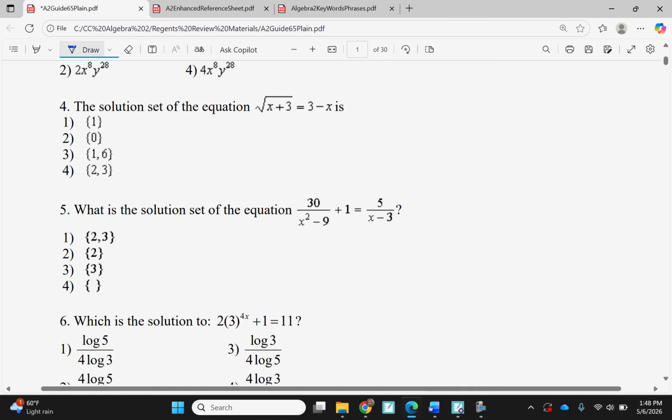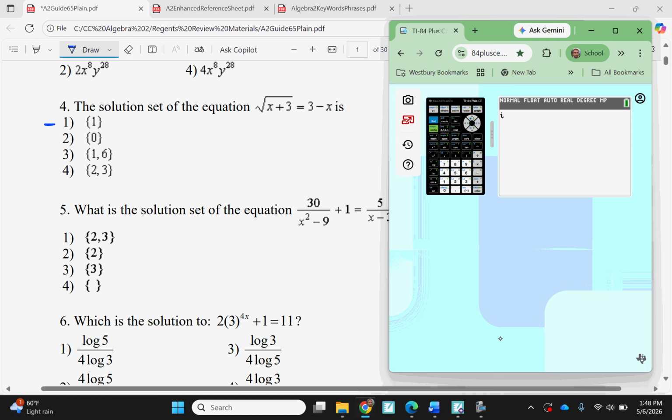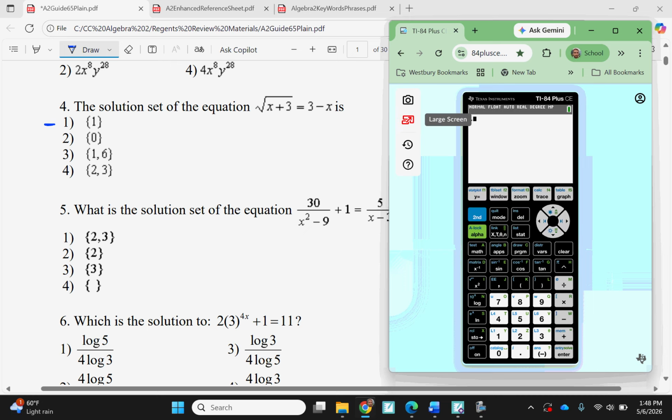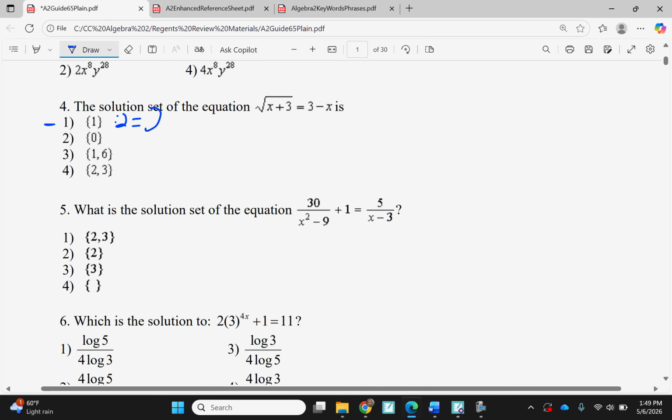So I'm going to start with choice 1, 1. You don't have to store, but I'm going to store 1 as X instead of all the parentheses and whatnot. I'm going to type in the left-hand side, radical x plus 3. I'm going to type in the right-hand side, 3 minus x. Do they match? Yes. I got 2 equals 2, so that means that 1 is the solution.